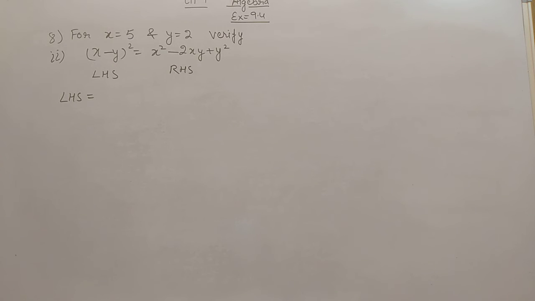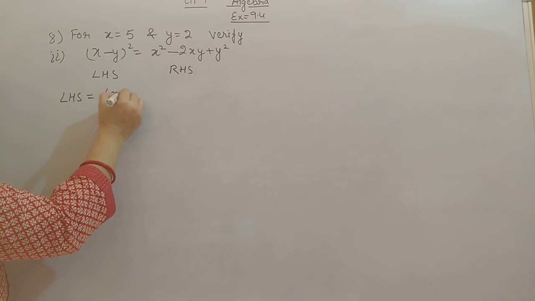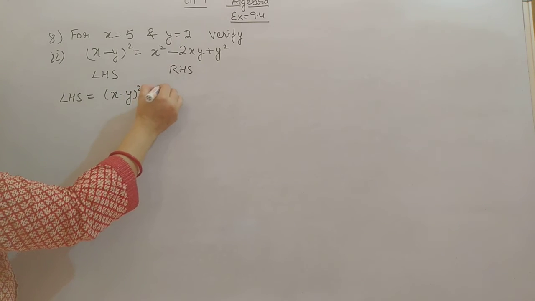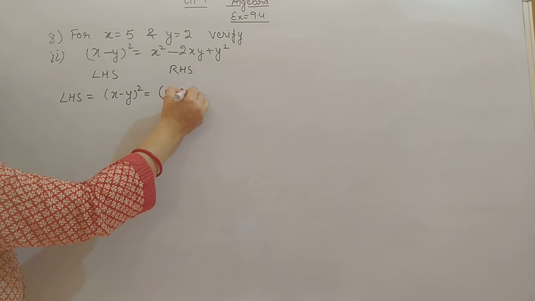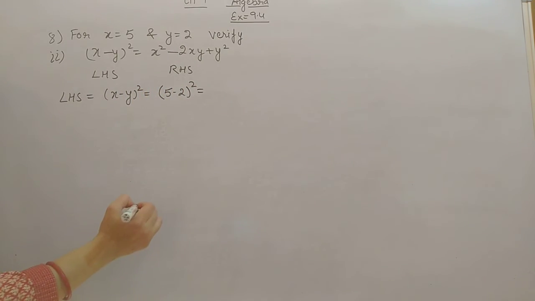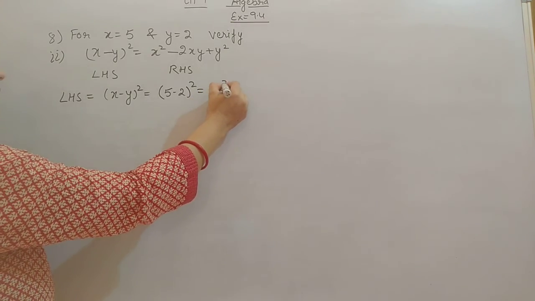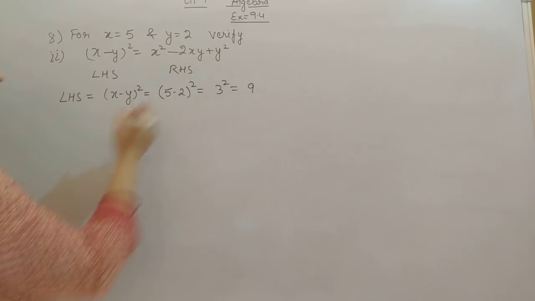Second part, we have to verify x minus y whole square is equal to x square minus 2xy plus y square. So first we will take left side, x minus y whole square. X minus y means 5 minus 2 whole square. 5 minus 2 is 3 and 3 square means 3 into 3, 9.